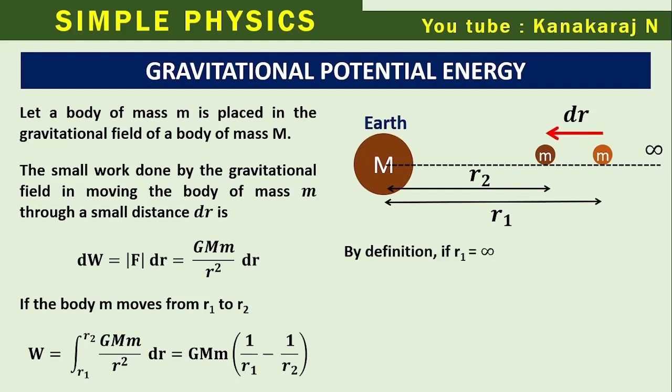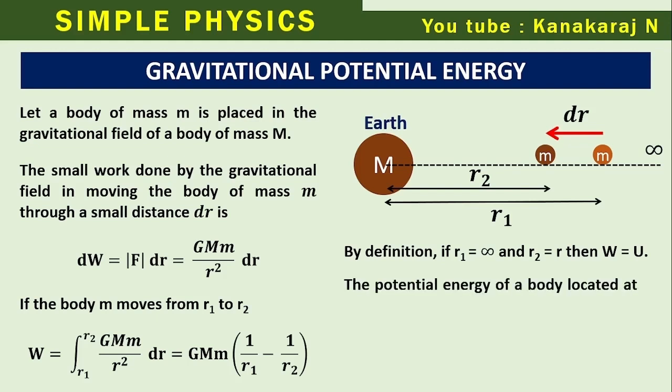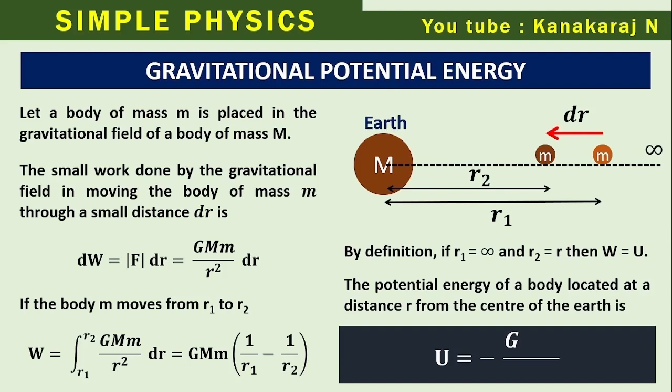By definition, if r1 is infinity and r2 is r, then the work done equals the potential energy. The potential energy of a body located at a distance r from the center of the Earth is epsilon equals minus GMm upon r.